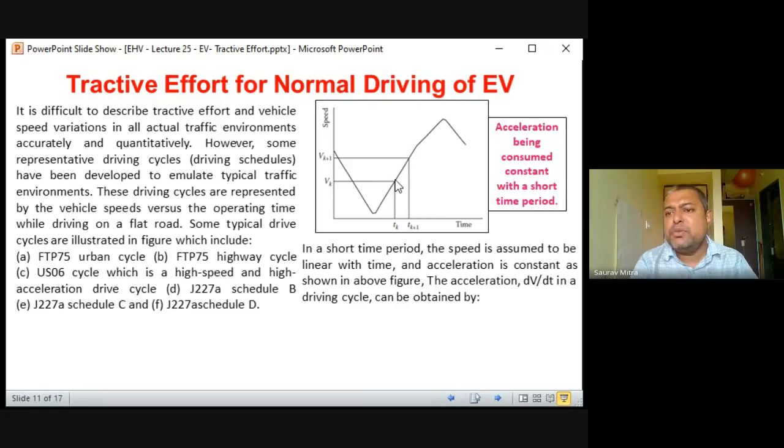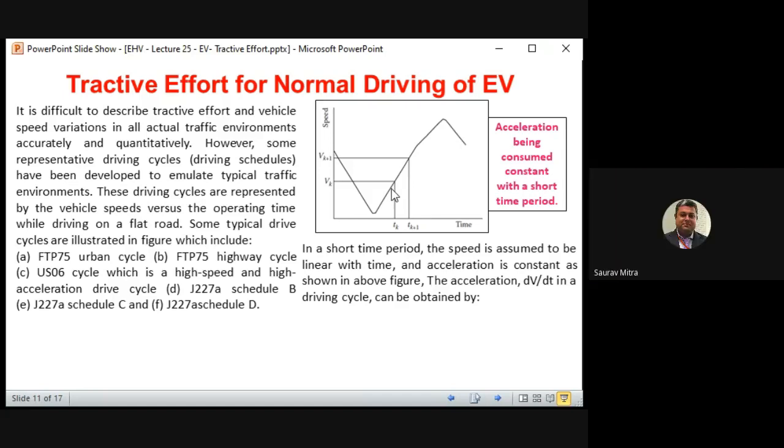So this ramp, if you differentiate it, you're going to find this is a step kind of a thing. So the step is nothing but the amplitude of the acceleration. So the acceleration dv/dt in the driving cycle can be obtained by the formula, dv by dt. So how to find the acceleration from this speed or velocity formula? We know this: (v2 minus v1) divided by (t2 minus t1), which is given here.